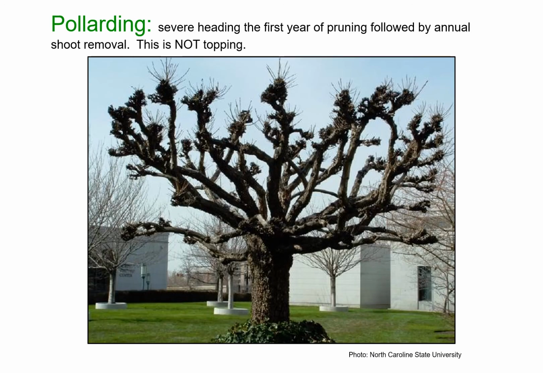Pollarding is a tree training system that involves severe heading the first year, followed by annual sprout removal. Pollarding is not topping. Management plans shall be made prior to the start of the pollarding process for routine removal of the sprouts. Consideration shall be given to the ability of the individual tree to respond to pollarding.